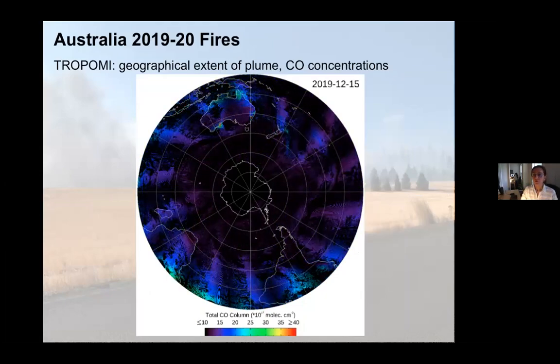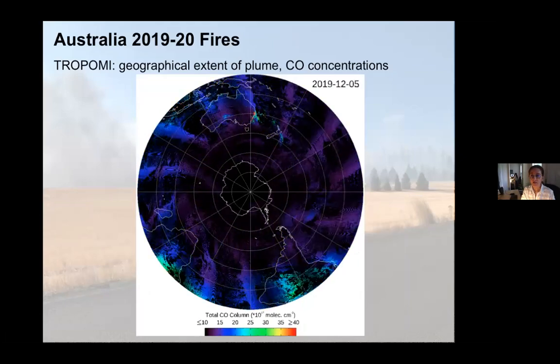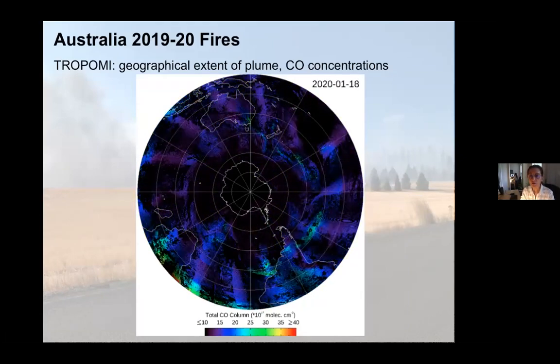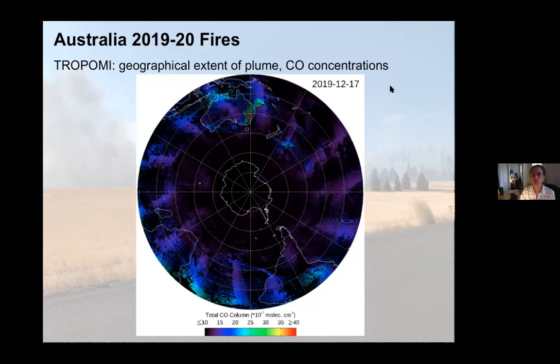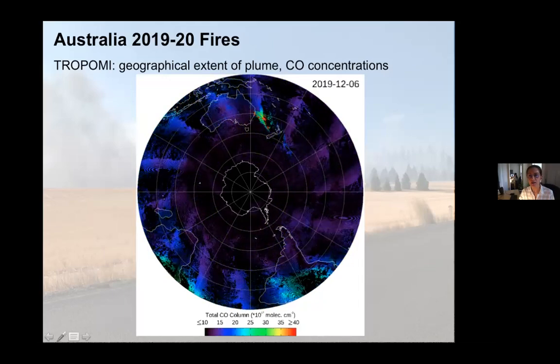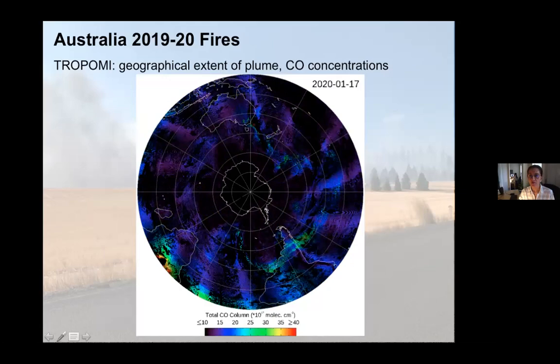And now we move to the Australian fires in 2019 and 20. This is a movie made from TROPOMI CO. You can see the plumes generating in southeastern Australia and then producing large plumes that move all around the southern hemisphere.